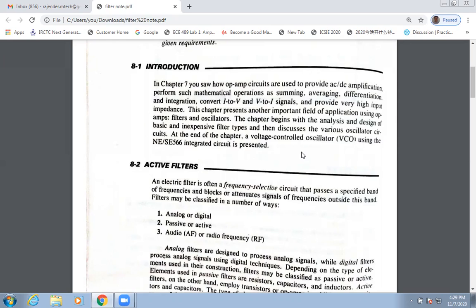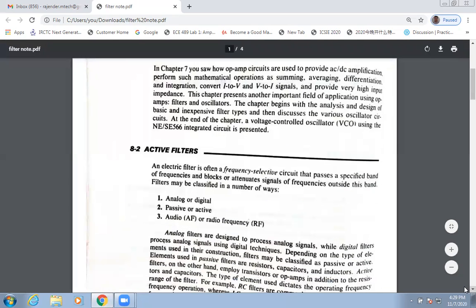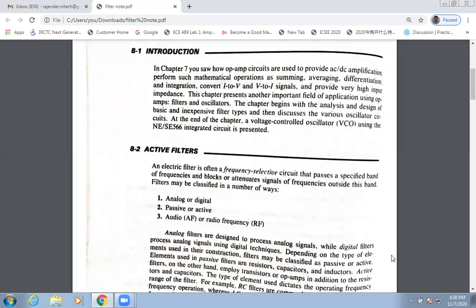filter types. As we know, an electric filter is sometimes also known as a frequency selective circuit that passes a specified band of frequencies and blocks or attenuates signals of frequencies which lie outside this band. Or we can say an electric filter is nothing but an electric circuit that passes a specified frequency and attenuates or blocks the rest of the frequencies outside that particular limit.